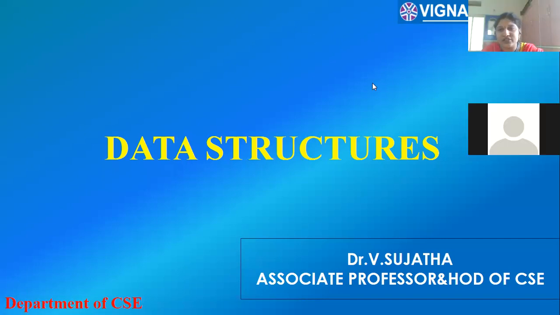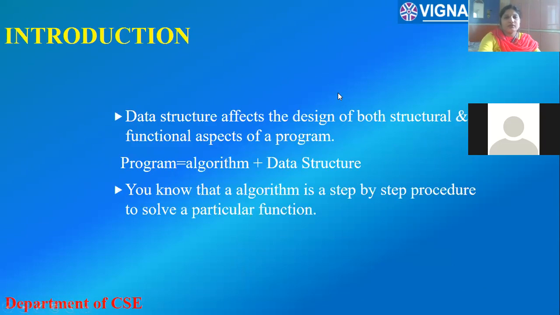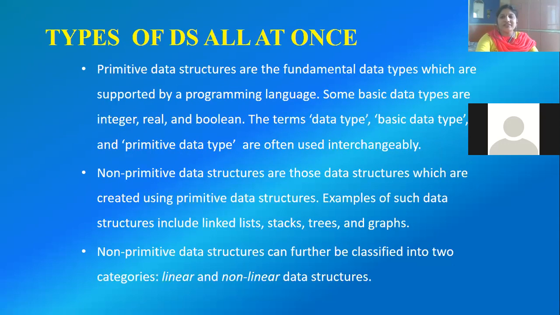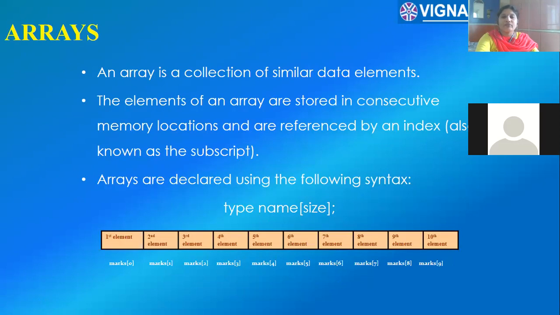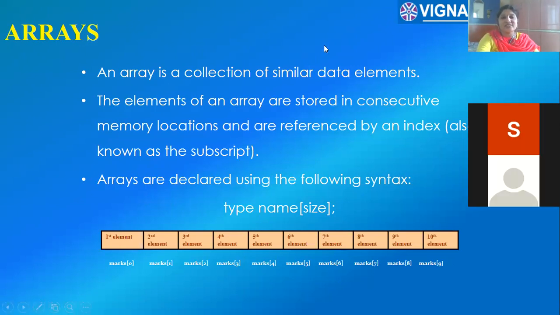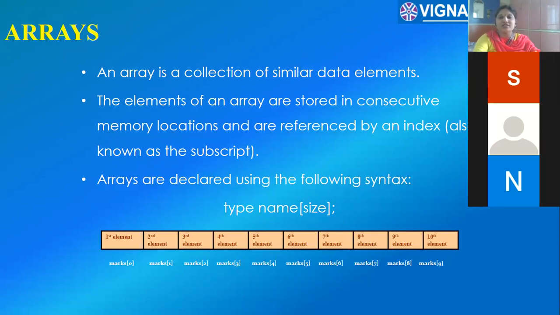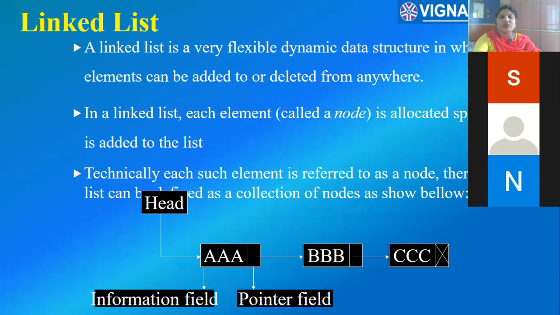So what was the last class content we have discussed? We are discussing about the linear data structures and non-linear data structures, isn't it? So what is a linear data structure? What are the examples of linear data structures we have discussed? Arrays, linked list, stacks and queues are the examples of linear data structures we have discussed.